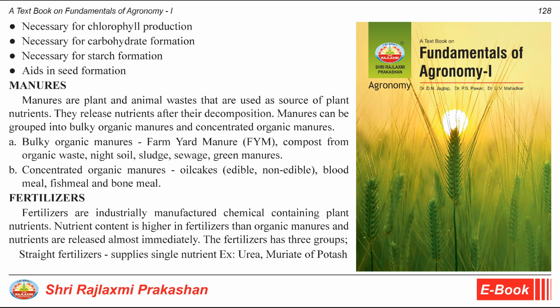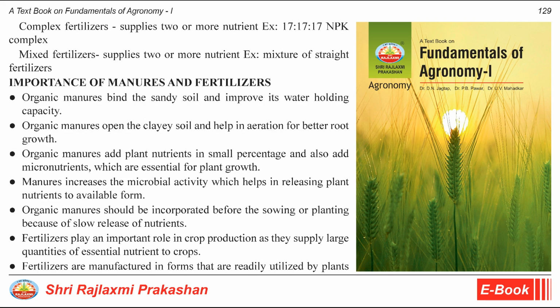Fertilizers. Fertilizers are industrially manufactured chemicals containing plant nutrients. Nutrient content is higher in fertilizers than organic manures and nutrients are released almost immediately. Fertilizers have three groups. Straight fertilizers supply a single nutrient, for example, urea, muriate of potash. Complex fertilizers supply two or more nutrients, for example, 17:17:17 NPK complex. Mixed fertilizers supply two or more nutrients, for example, a mixture of straight fertilizers.